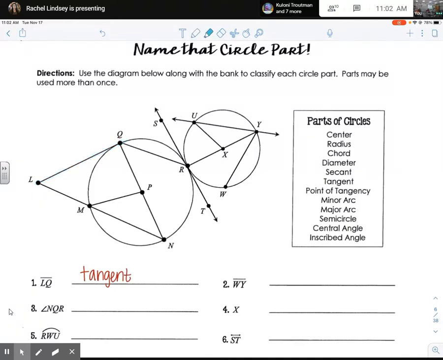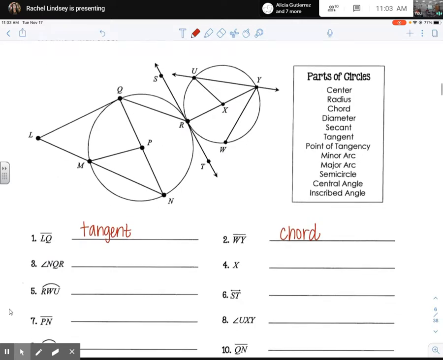Okay, then, going side to side, WY. WY is a chord. If it has an angle on it, like number 3 and number 8, I'm going to skip over that one and we're going to come back to it. It's going to be one of these two things, but we haven't talked about those yet, so I'll talk about those briefly after we finish this page. So the next one is X. What would that point be? The center.